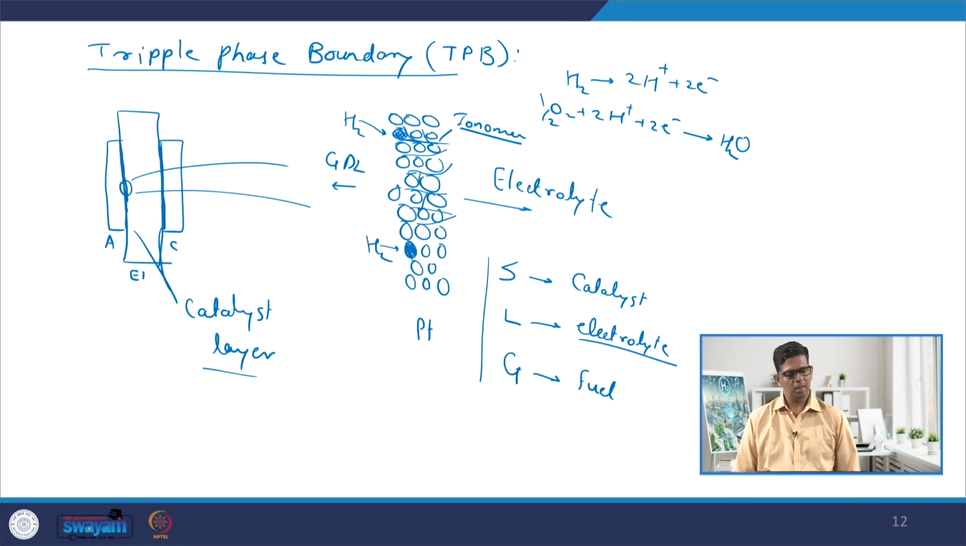So, it is very important that we create this triple phase boundary, and that is one of the reasons why fabrication of the membrane electrode assembly, which is also called the heart of the fuel cell, is of paramount importance, and we must fabricate it with utmost care and attention. So, in the next class we will see how these electrodes are fabricated and how these membrane electrode assemblies are manufactured.